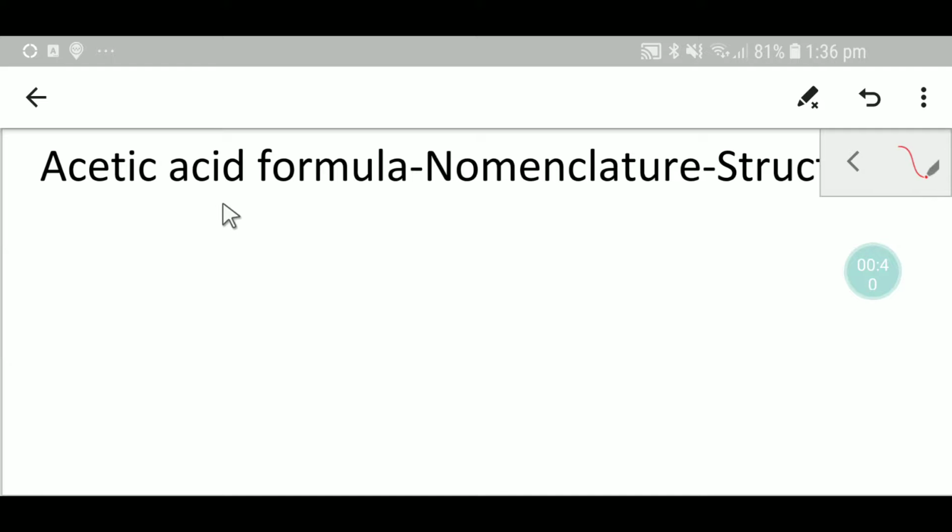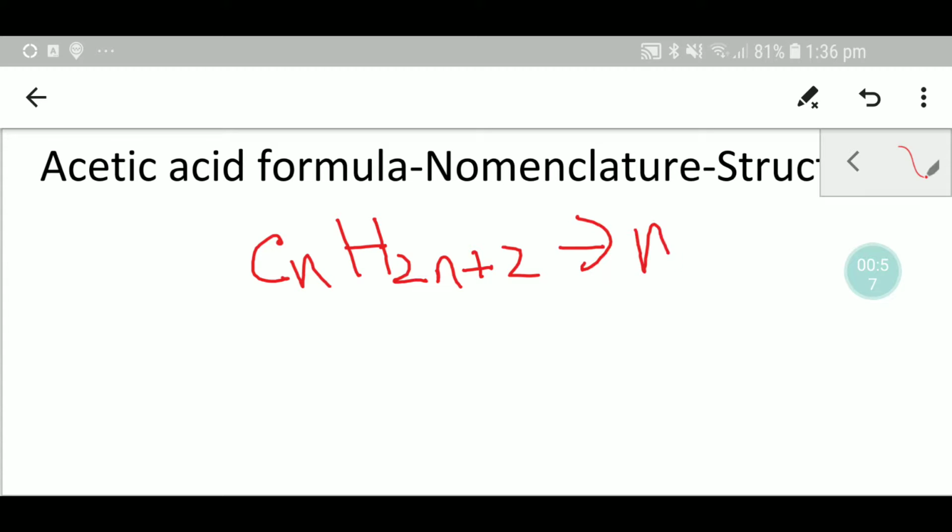To write the chemical or molecular formula for acetic acid, at first let me introduce the general formula of alkane, CnH2n plus 2. So this is the general formula of alkane.